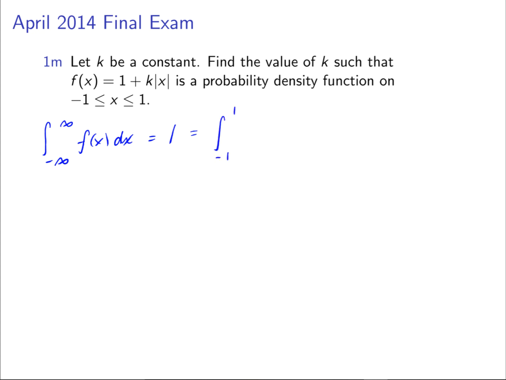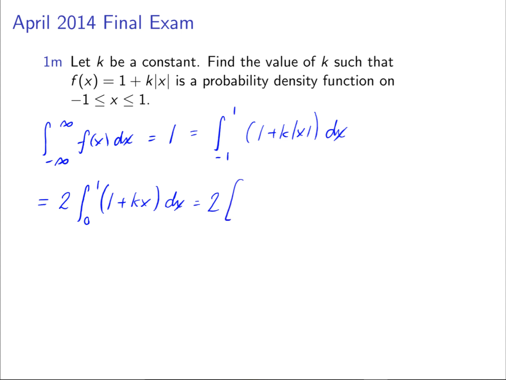In this case, our probability density function is 0 everywhere except between -1 and 1. And on that interval, it's 1 plus k times the absolute value of x. Now there's two things we could do with this absolute value. I could split this up into the positive half and the negative half, as I've done before, or I could use the fact that it has even symmetry to say the left and the right are going to have the same amount of area, so I can just double the right.